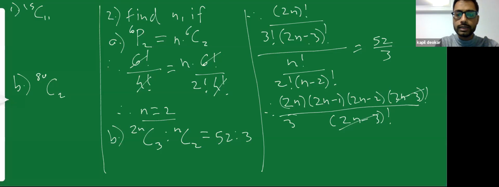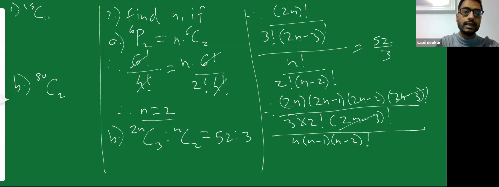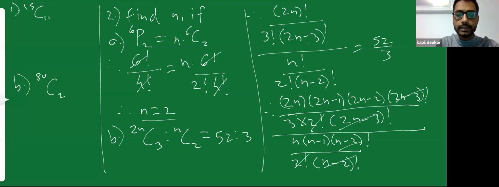Similarly, I have 3 factorial. 3 factorial is 3 into 2 factorial. Divided by n factorial. N can be written as n minus 2, n minus 3, n minus 4. But I'll reduce till n minus 2 factorial only. Why? Because in denominator I'm having n minus 2 factorial, so that this and this cancel out. Also, I have 2 factorial over here, so that this and this cancel out. Hence, I had written 3 factorial as 3 into 2 factorial. What is this equal to? This is equal to 52/3.